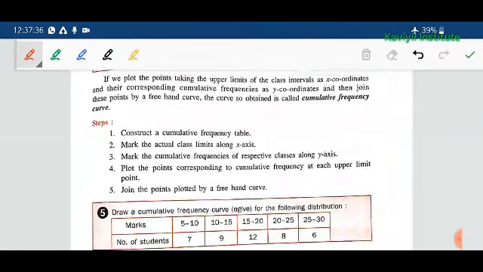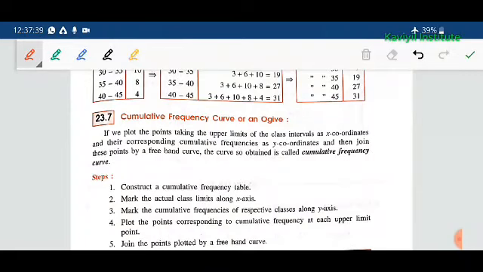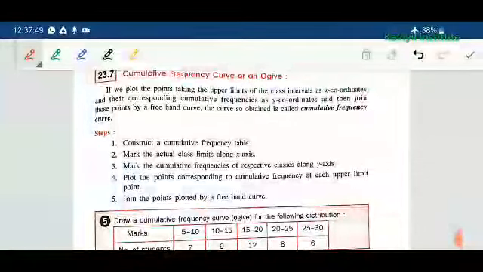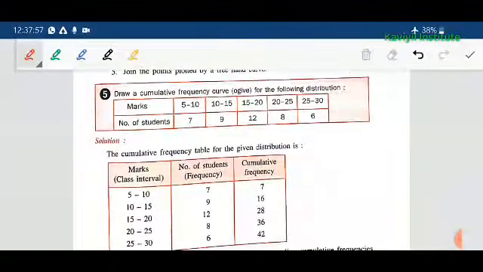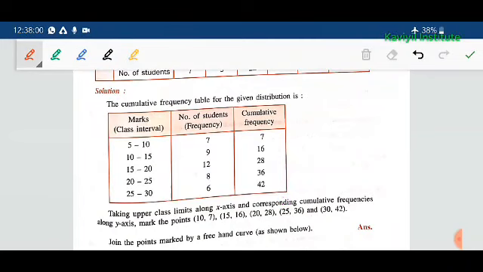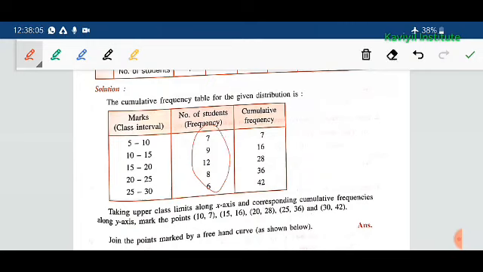Now how to construct an ogive, or cumulative frequency curve. So ogive is also known as the cumulative frequency curve. It's very important to learn the ogive. Draw a cumulative frequency curve, which is known as an ogive, for the following distribution. The class interval with frequency is given. A simple question. Already we have got the frequency here. Now simply we have to add the first one, cumulative frequency, the short form we can write CF.